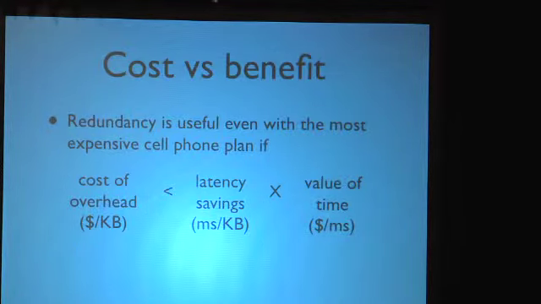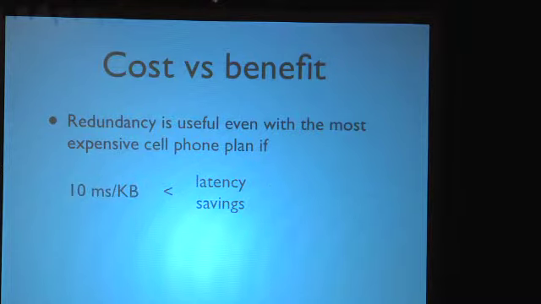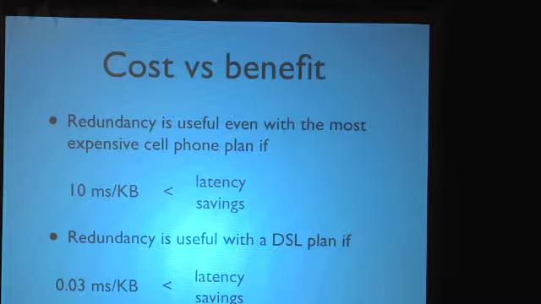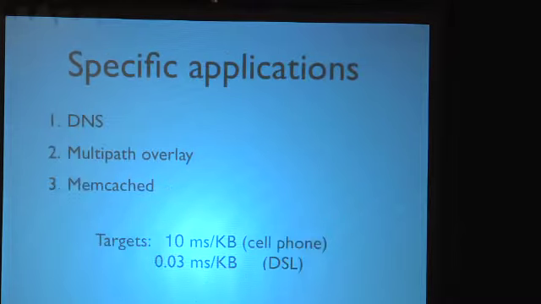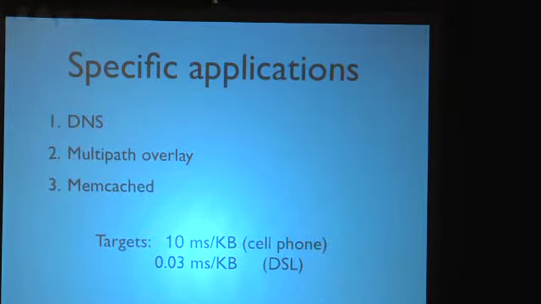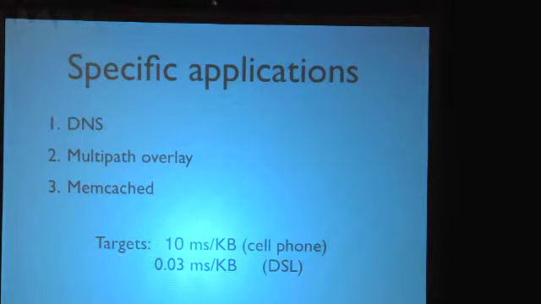Now, if we take these numbers and plug these values in, we find that what we need is this. Basically, as long as redundancy can reduce latency by 10 milliseconds for every extra kilobyte of traffic that you send, its use is always going to be worth it, even on the most expensive cell phone plan. DSL bandwidth is cheaper, so the corresponding target is also much smaller at 0.03 milliseconds per kilobyte if you're on a DSL plan. So these are our performance targets. Now we'll discuss examples of 3 applications in which the observed performance is significantly larger than both these thresholds.